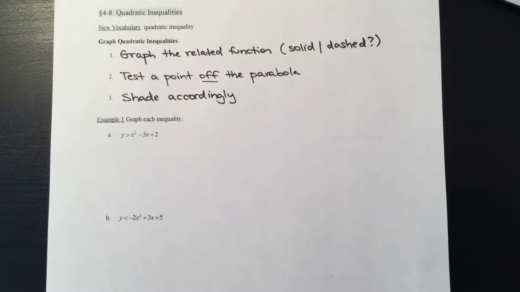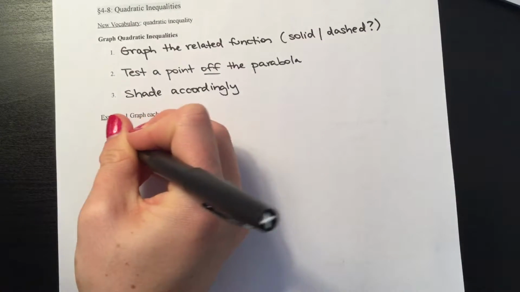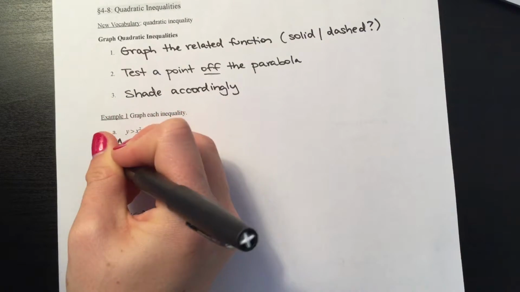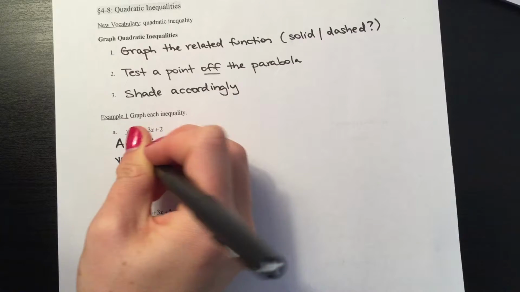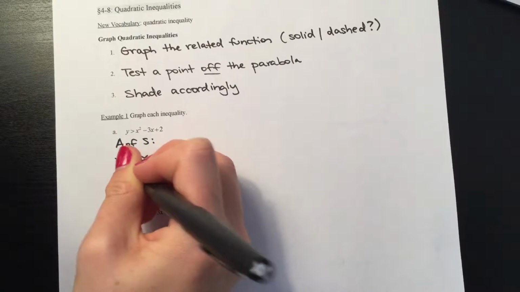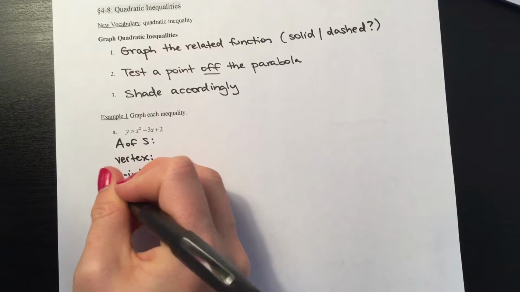Okay, so first one. We're going to plot these the same way that we've been graphing parabolas this entire time. We're going to start with axis of symmetry, vertex, y-intercept. We're going to add one little detail: x-intercepts, just so that'll prepare us for the next type when we're solving quadratic inequalities. So we're going to have axis of symmetry, vertex, y-intercept, and now we're going to add in x-intercepts.